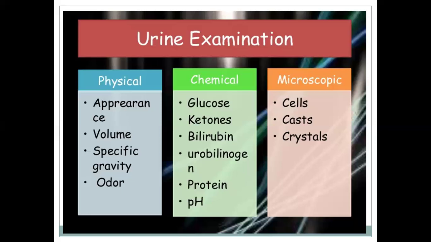Then microscopic examination. In the microscopic examination, we find cells, casts, and crystals in urine under the microscope. So in the microscope, we can observe hematuria. Hematuria is characterized by the presence of an abnormal number of red blood cells in the urine.